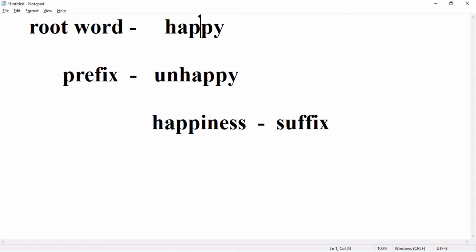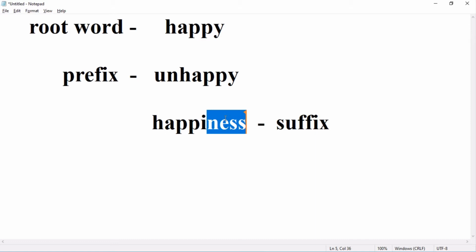That's a base word, whereby we can add some string of letters at the beginning. Adding a string of letters at the beginning is what we call the prefix. So something like this: un attached to happy, we get what we call unhappy. And when we add some string of letters at the end of a root or base word, we are adding a suffix to it. So we can get happiness over here. When we add ness as a suffix to happy, we get happiness.